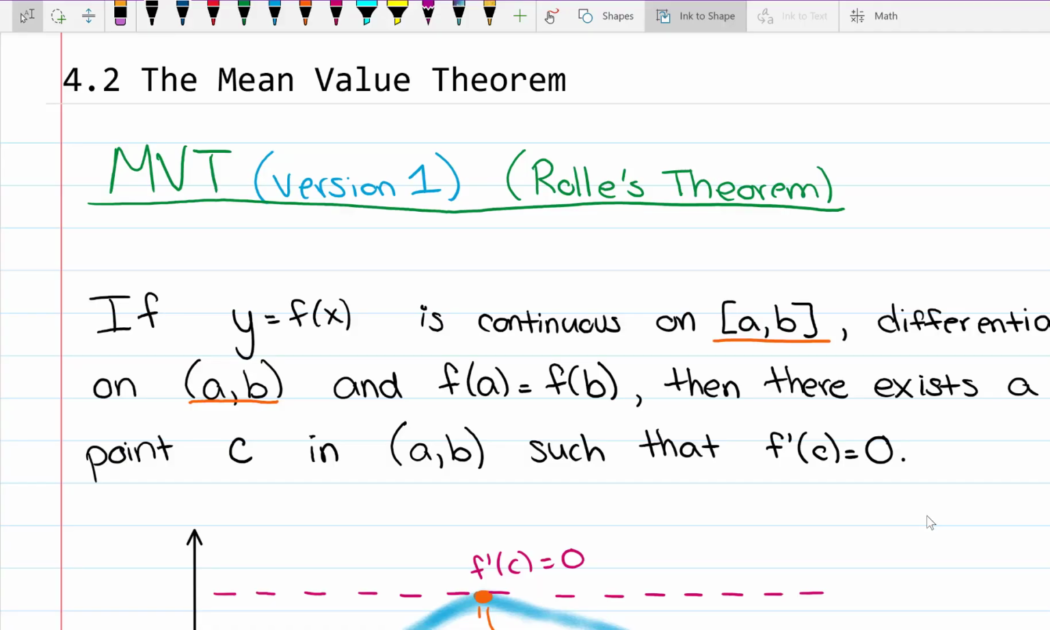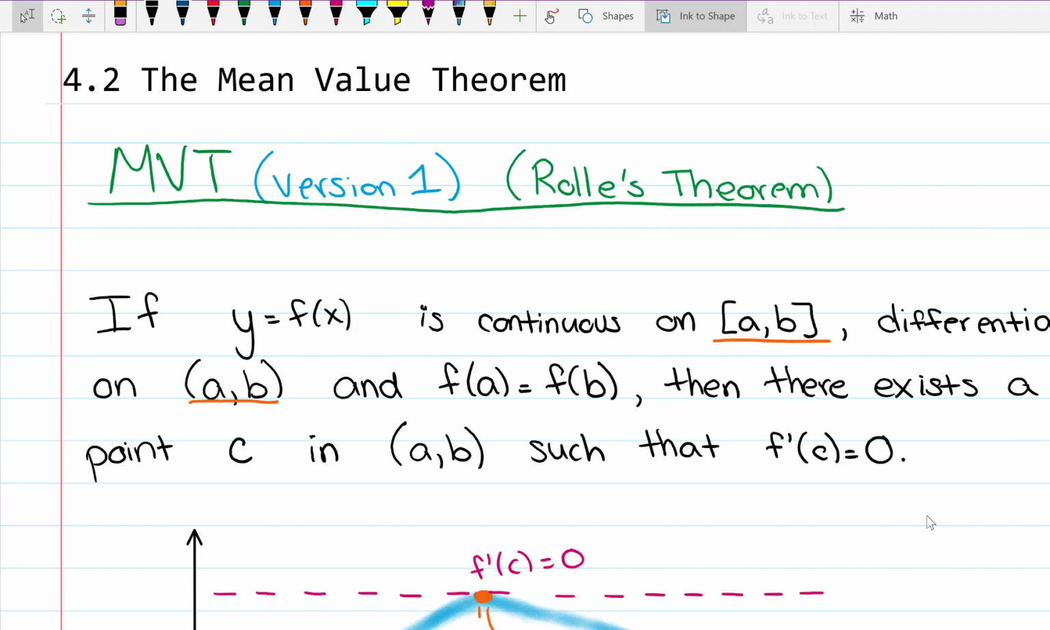Alright, so today we're going to look at 4.2. 4.2 is the mean value theorem. This is kind of the bread and butter of derivatives, where we're going to be looking at something that's highly applicable and somewhat concept-based, but still pretty algebra-based, where we'll be able to solve for things and determine values. So there's a couple versions of the mean value theorem.